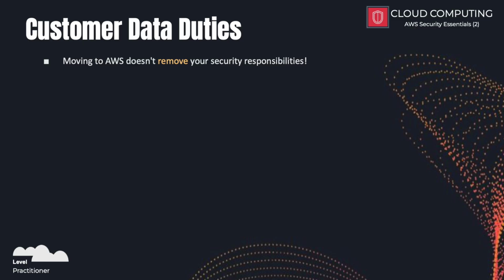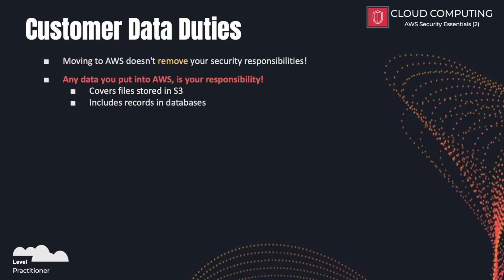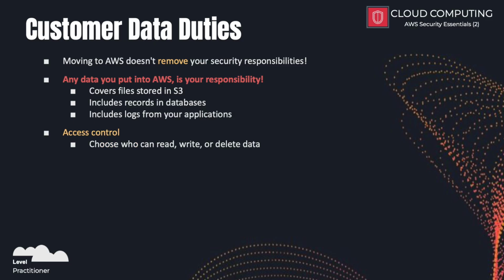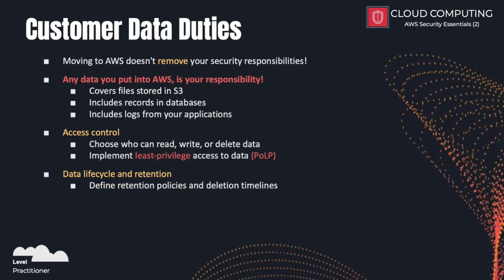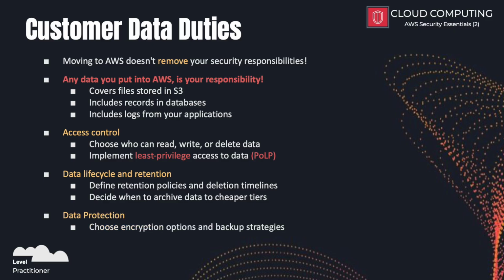AWS provides a secure foundation, and you're responsible for what you build on top of it. Any data you put into AWS is your responsibility, including files stored in S3, records in databases, logs collected from your applications, and so on and so forth. You're responsible for access control, which means deciding which users, roles, and applications can read, write, or delete the data. You're responsible for data lifecycle and retention, which means defining retention policies, deciding when data is deleted and whether older data is archived or not. And you're responsible for data protection, which means choosing encryption options, backup strategies, versioning, and recovery mechanisms.